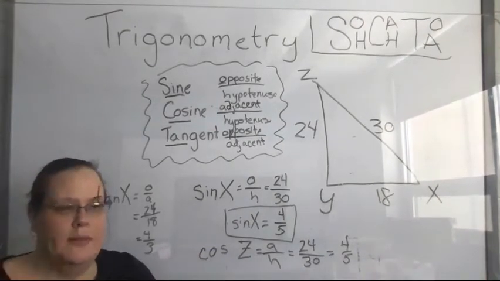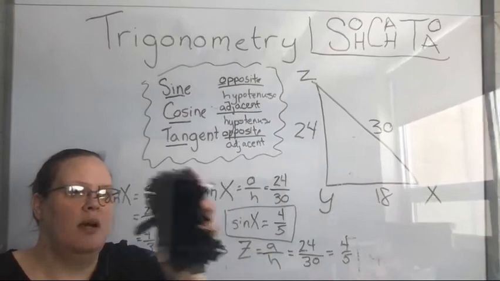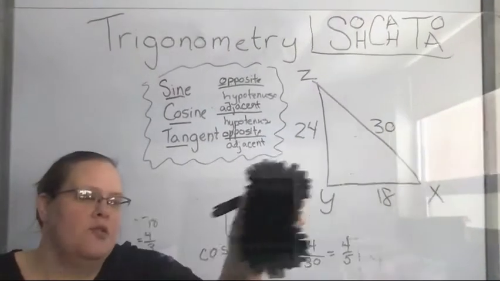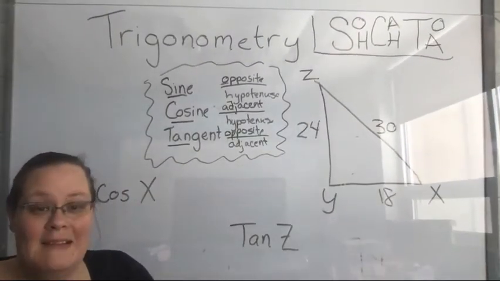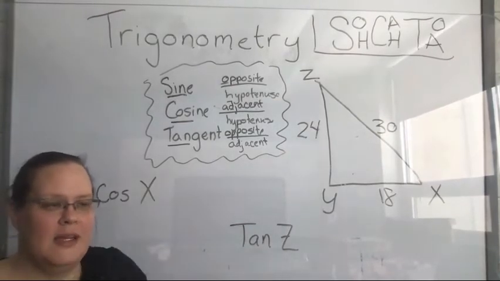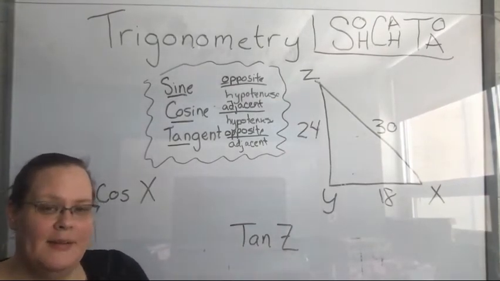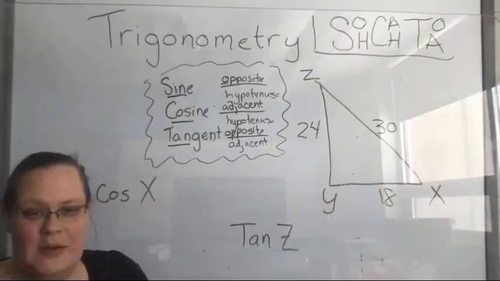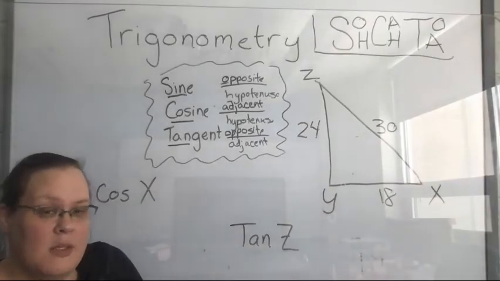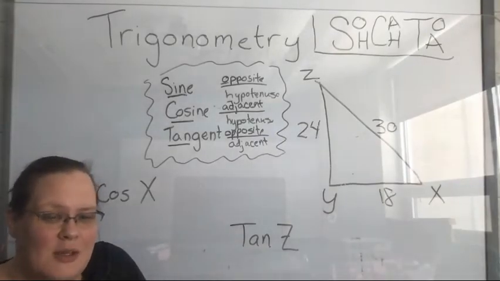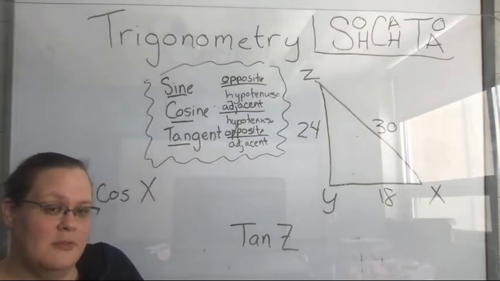Okay, I'm going to give you a couple more that I want you to find. Here are a couple of new ones: the cosine of x and the tangent of z. I want you to go ahead and pause this video and see if you can write the ratios of these two trigonometric ratios.